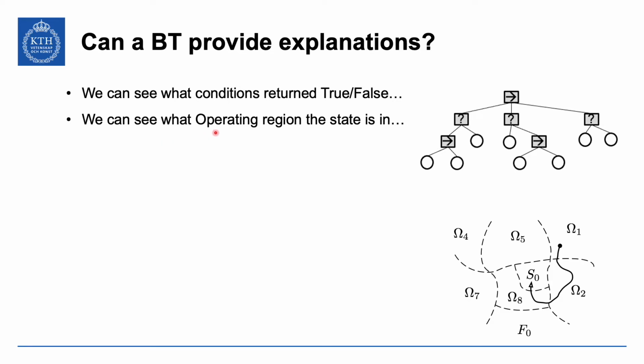We can also see what operating region the behavior tree is in. You might remember operating regions from another video where we looked at how you can see a behavior tree as a discontinuous dynamical system. It basically meant that whenever you're inside this omega-1 region in the state space, some subtree, subtree 1, is going to execute. And when you enter the omega-2 region, another subtree is going to execute, and so on. So then you can explain what it is doing now: well, it's doing this because it's in the omega-2 region, but that's also a bit technical.